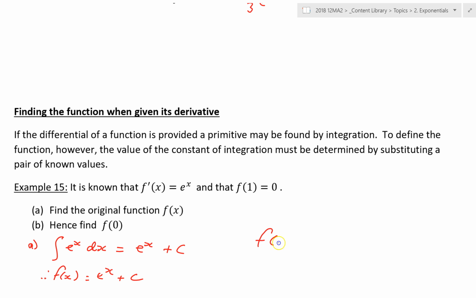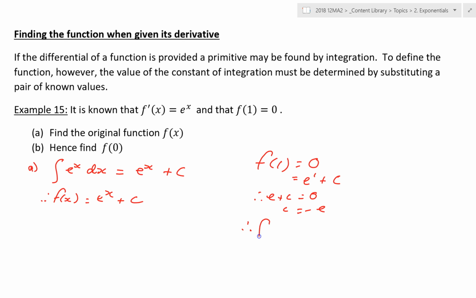Now, f of 1 equals 0, equals e to the 1 plus a constant, so e plus a constant equals 0, so my constant is equal to negative e. Therefore, my function of x is equal to e to the x minus e. There we go. That's part A done. Part B, hence find f of 0. f of 0 equals e to the 0 minus e equals 1 minus e. There you go. That's pretty fun.